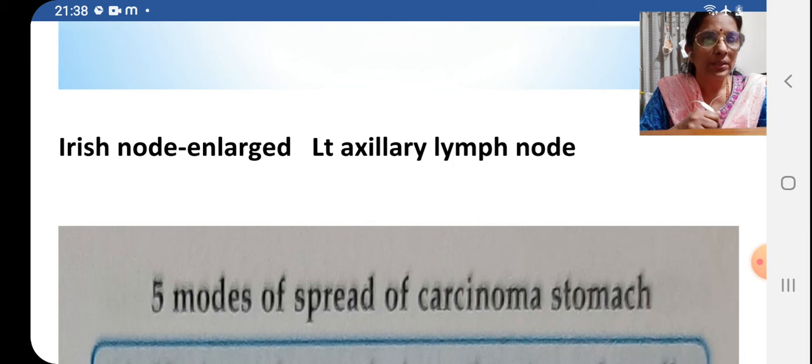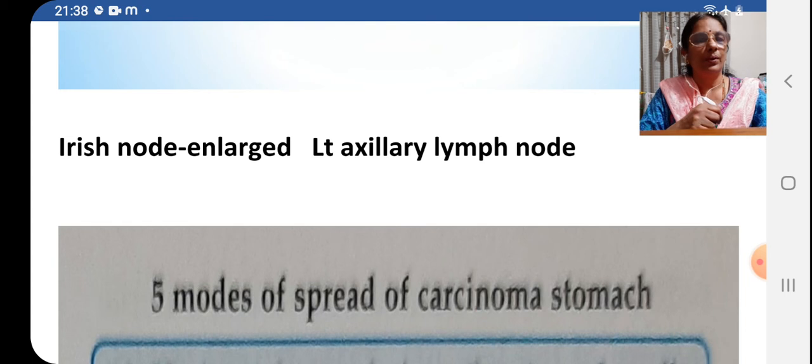Irish node, that is the enlarged left axillary lymph node. You know how this left axillary node is enlarged? That is also through lymphatic spread from the abdomen through the thoracic region. It reaches the axillary region. So that is the spread noted in carcinoma stomach for an enlarged lymph node in the axilla. So that node is called Irish node.